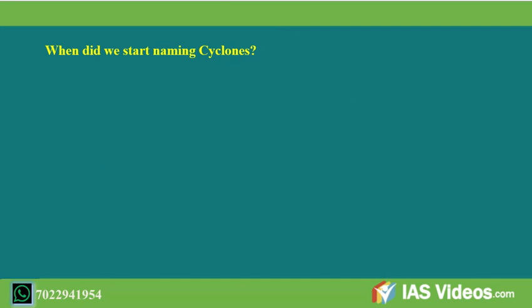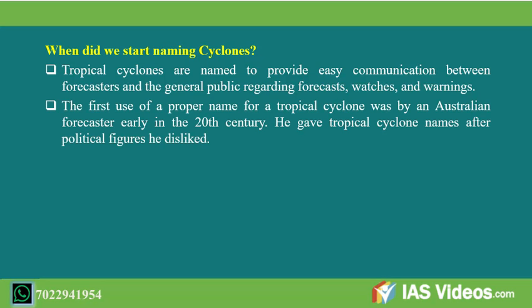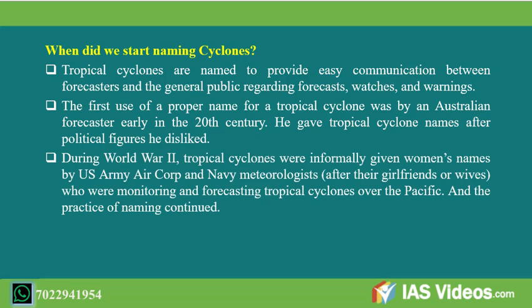When did we start naming cyclones? Tropical cyclones are named to provide easy communication between forecasters and the general public regarding forecasts, watches and warnings. The first use of a proper name for a proper tropical cyclone was by an Australian forecaster early in the 20th century. He gave tropical cyclone names after political figures he disliked.